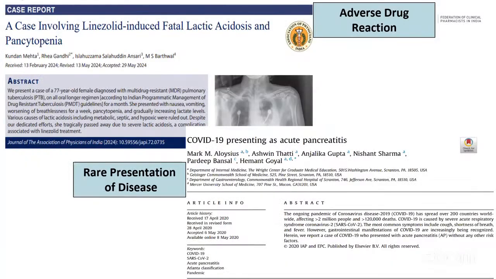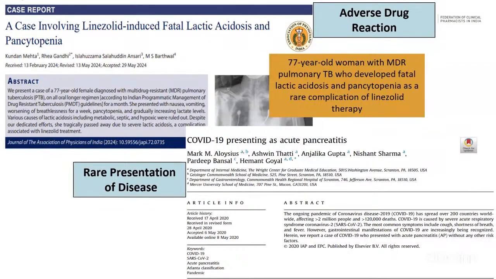Now, here are some examples of case reports. The first example is of a case where a 77-year-old female had MDR pulmonary TB, and due to the linezolid treatment, she developed a condition called pancytopenia, and also she got fatal lactic acidosis. So it's a presentation of an adverse drug reaction of linezolid. In this way, you can present an adverse drug reaction in a case report.